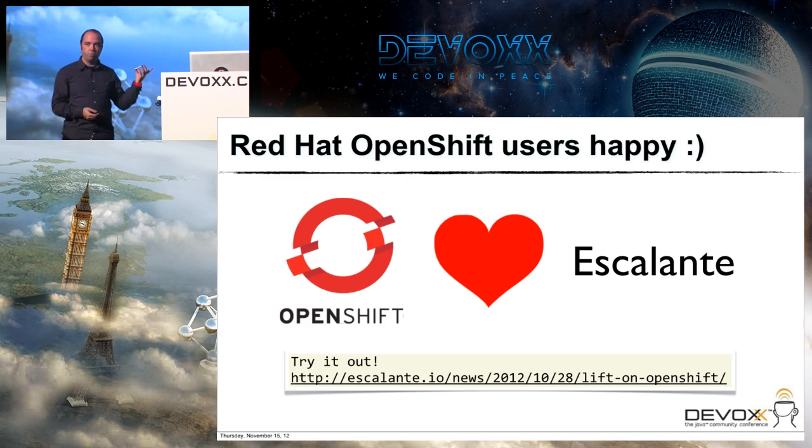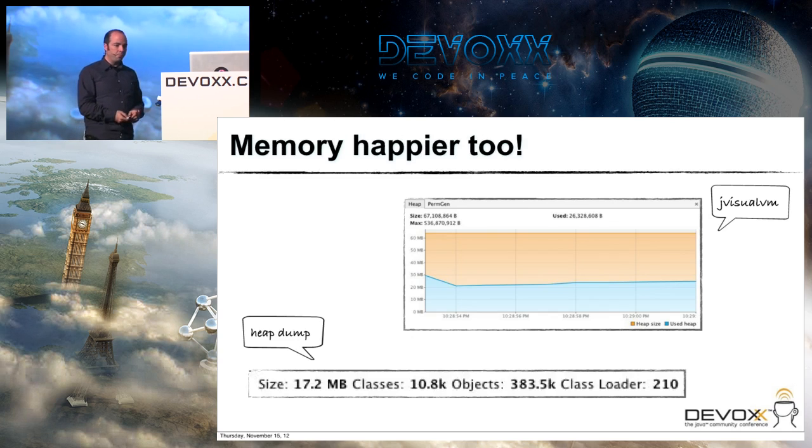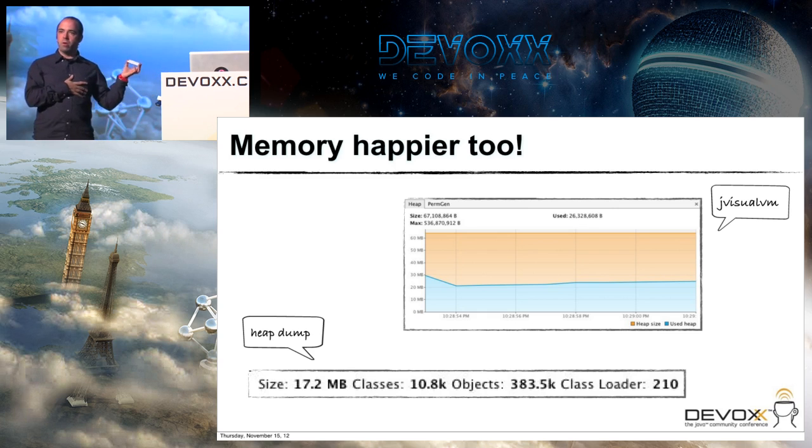You have here a link to one of my posts where I explain how, if you are a Lyft user, you can use Escalante on OpenShift. And finally, one of the interesting things from before: if you take the first application and deploy it, in JVisual VM it was showing a consumption of about 50 megs, and the heap dump was about 40. So actually deploying a smaller WAR results in less memory consumption. So what I'm doing with Escalante is reducing the size of your applications, of the deployments, making them consume less, and making them more cloud-friendly.